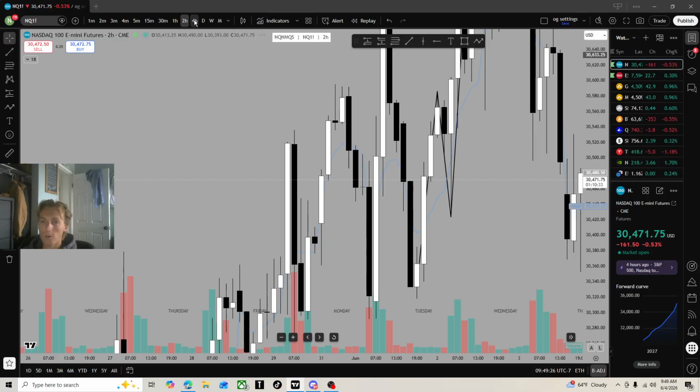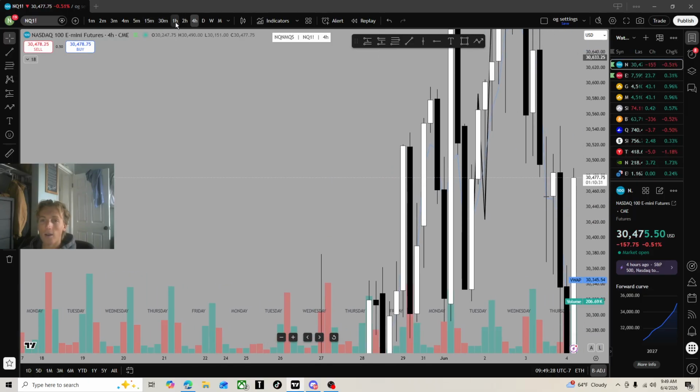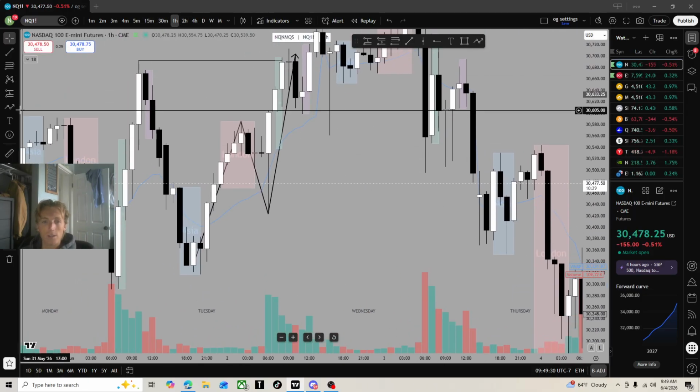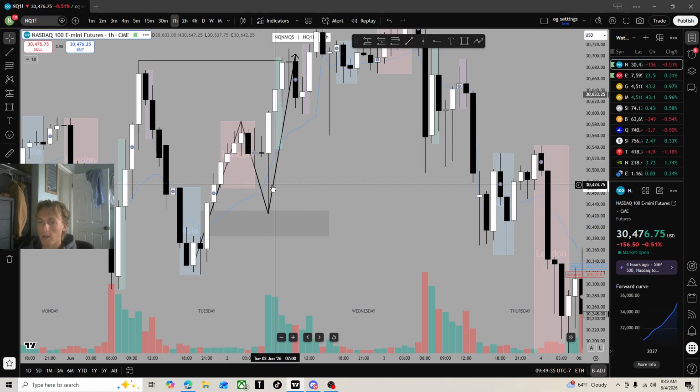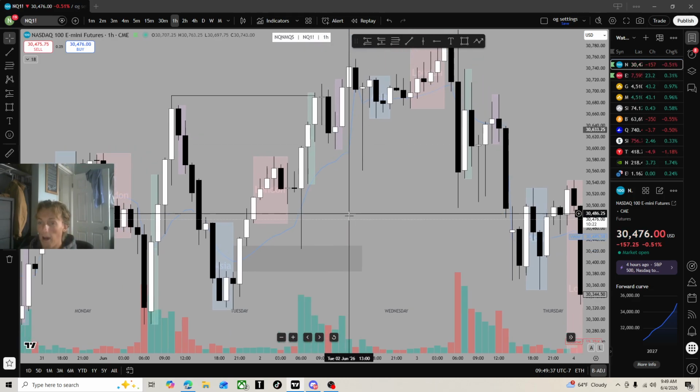What is that internal liquidity? It's going to be a 1 hour imbalance. In this case, boom, this internal liquidity gets hit, and then we continue higher.